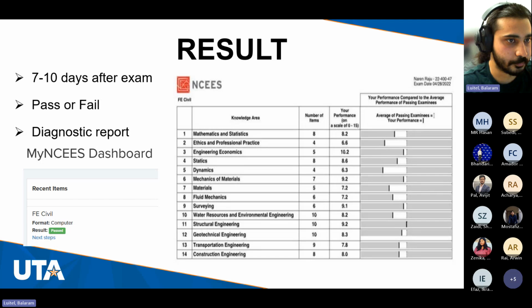But one thing that gets a little bit tricky is NCEES doesn't have any fixed mark to pass the exam. So you don't know how many questions you have to get correct to pass it. So that's why it gets a little bit difficult to understand. But this is how the system works. They have a scaled score system for the results. But you cannot say if I get 50% questions right, I'll pass, or 60% questions right, I'll pass.